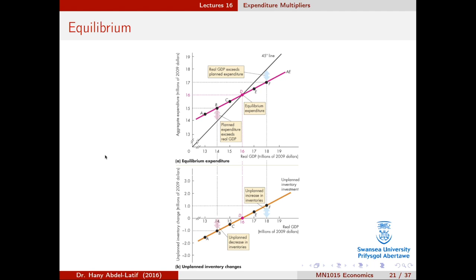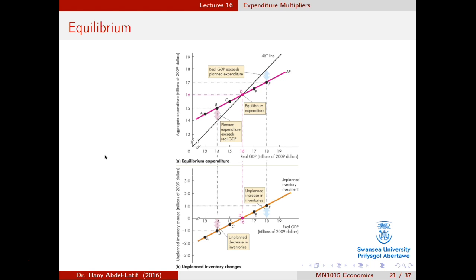But at points E and F, in the lower part of this figure, you'll see an unplanned increase in inventories, because the aggregate expenditure is less than the real GDP. That's the main point, and that's the main story here. That's how aggregate demand determines the level of real GDP.